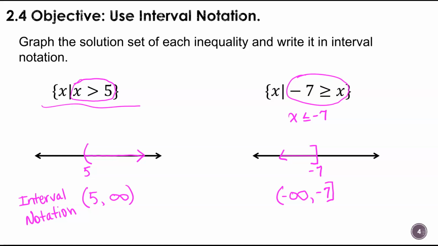So you could just name all kinds of numbers in this solution set: negative 7, negative 7.5, negative 8, negative 9, and so on. All of those are numbers in the solution set.